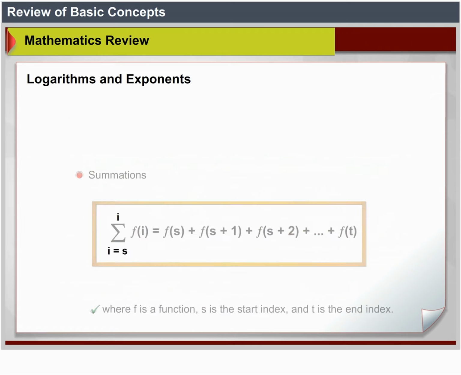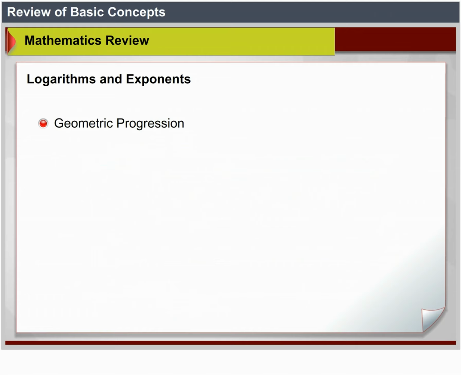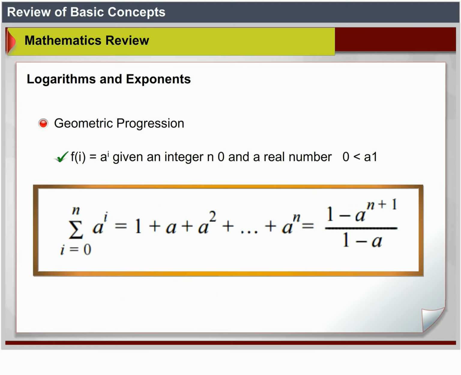Geometric progression. f of i equal to a power i, given an integer n ≥ 0 and a real number 0 < a not equal to 1. Summation of i equal to 0 to n, a power i equal to 1 plus a plus a squared up to a power n equal to (1 minus a power n plus 1) by (1 minus a). Geometric progressions exhibit exponential growth.